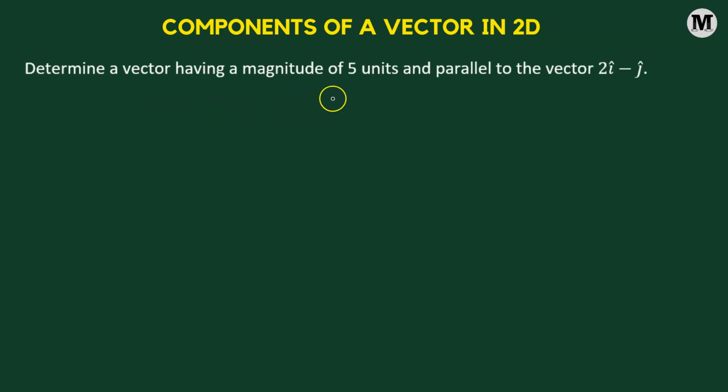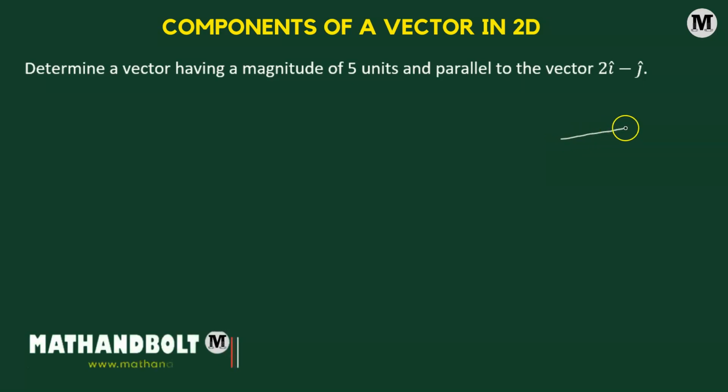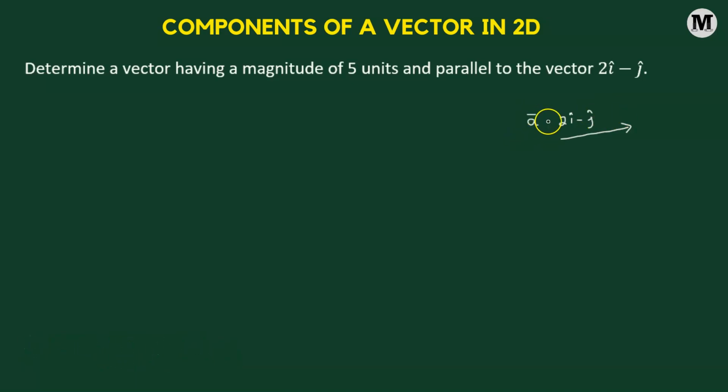Determine a vector having a magnitude of 5 units and parallel to the vector 2i cap minus j cap. Let's try to understand the problem. So here we have a vector, and this vector is 2i cap minus j cap. We're going to name this as the vector A.